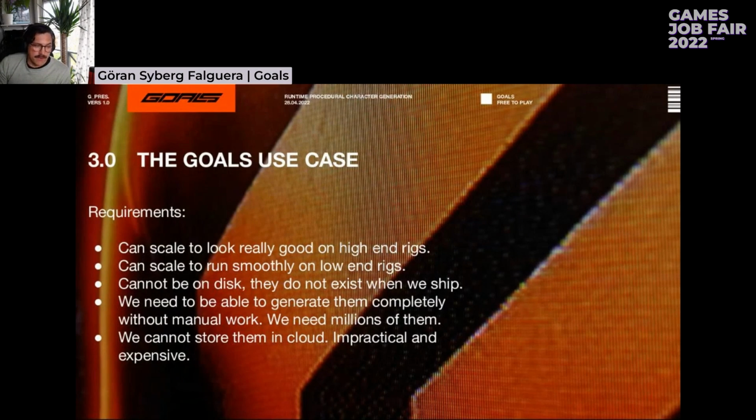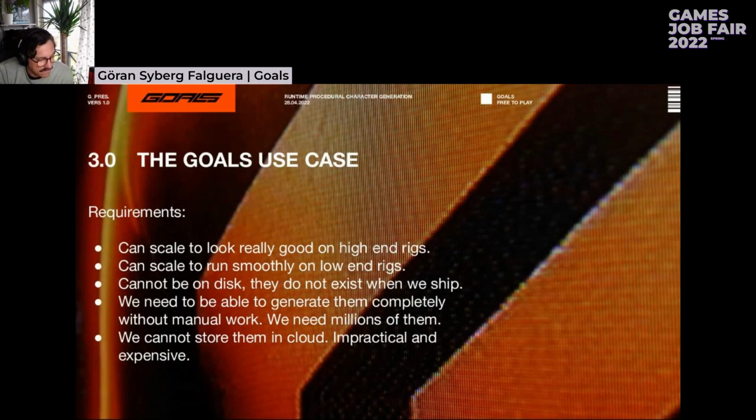And when we did some calculations and some prototyping, we figured out that it's not a nice way to do it by having the user download the characters every time you join the game. Eventually, you will probably cache a few of them, but the cache will grow insanely big. So we cannot have them in the cloud. It's impractical and expensive as well. So how could we do this?